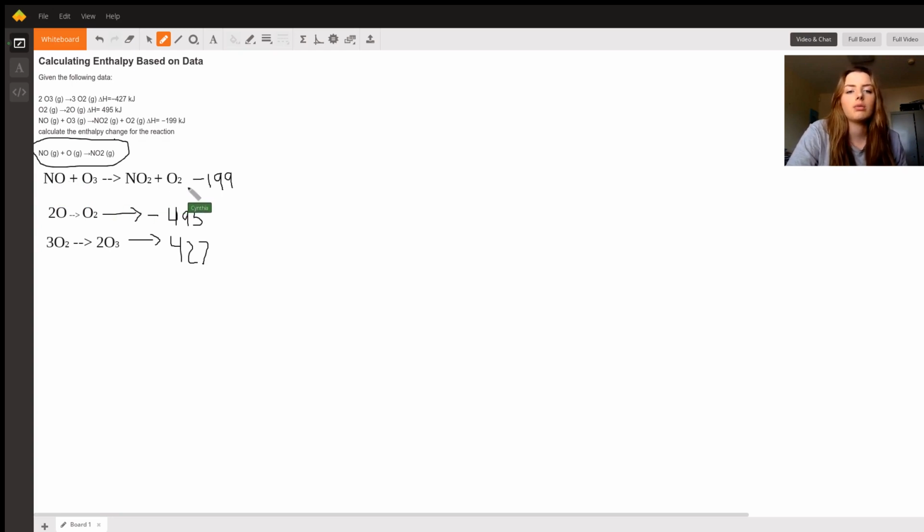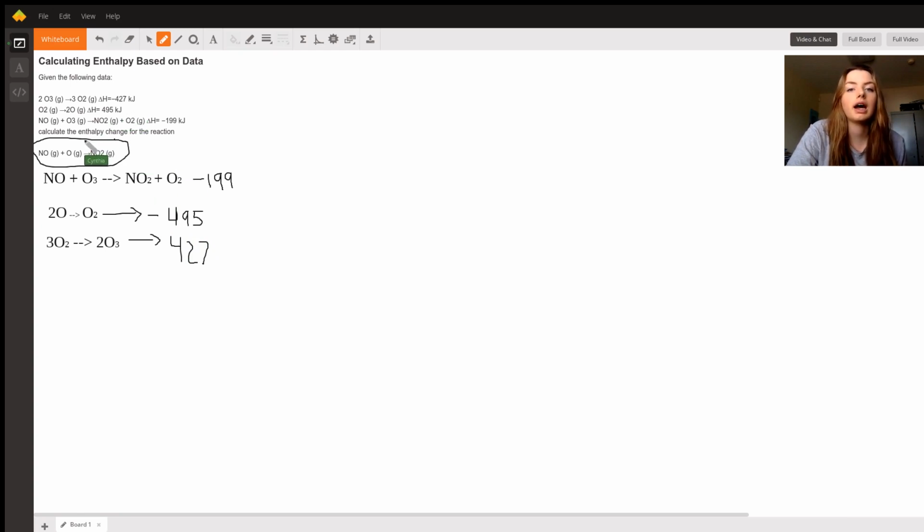Notice also that when I went ahead and flipped these equations, I needed to reverse the signs of their enthalpy values. So again, this one stayed the same. However, this one I made a negative value instead of the positive value it was up here. And this one here, I made a positive value instead of the negative value that it was.